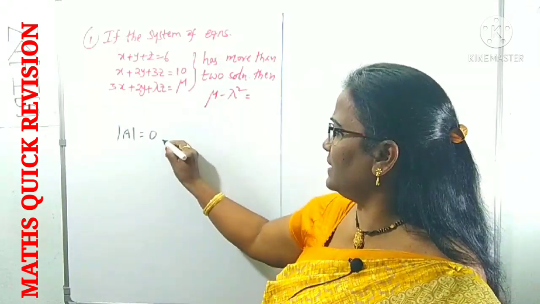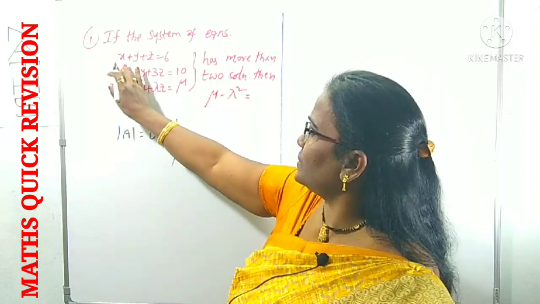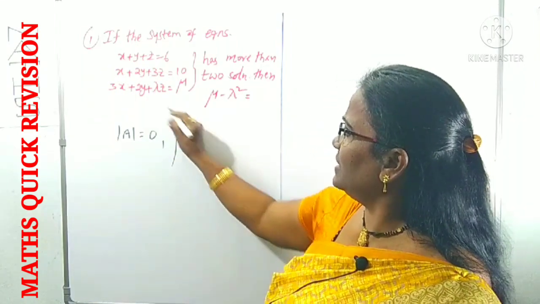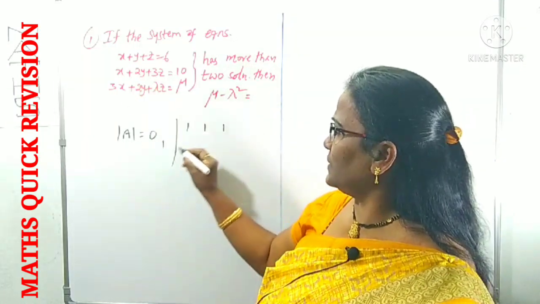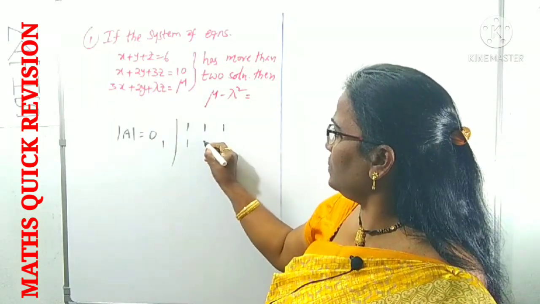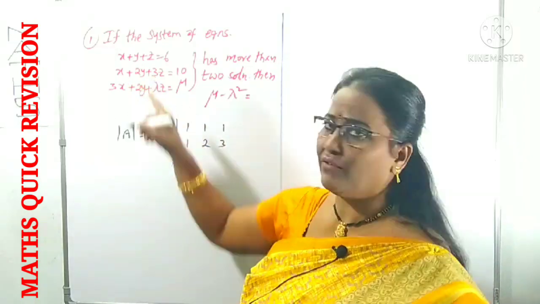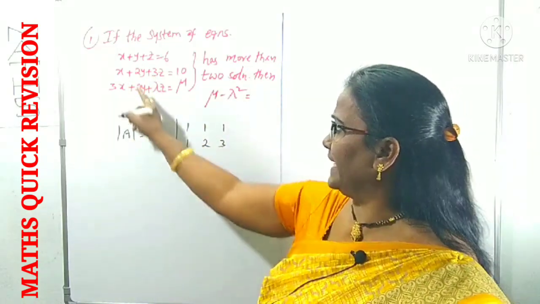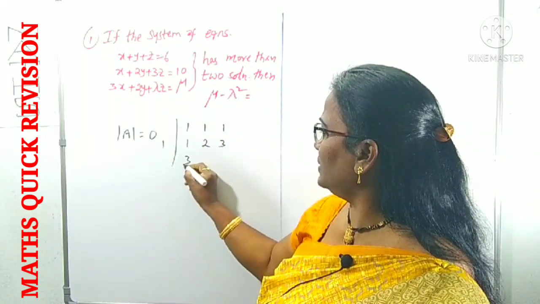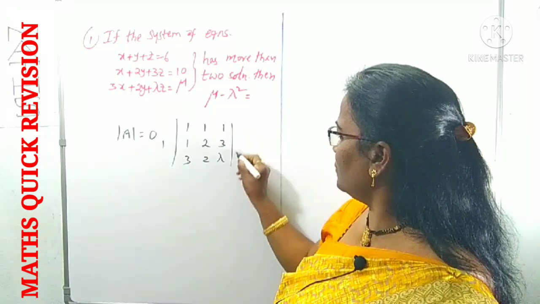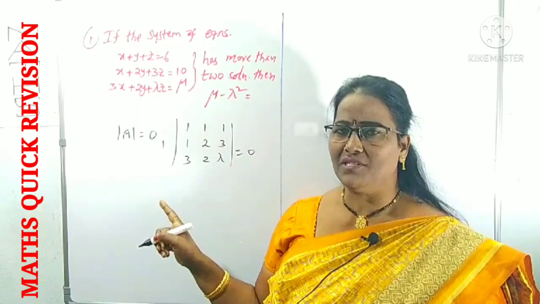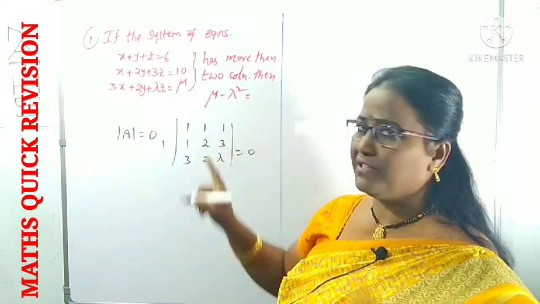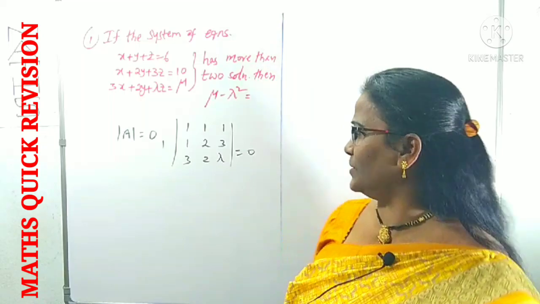Det A is equal to 0 means the determinant of A. What is A here? The coefficients of x, y, z in the first equation, 1, 1, 1, are taken as the first row. Can you guess the second row? Yes, 1, 2, 3, the coefficients of x, y, z from the second equation. From the third equation, 3, 2, lambda. Indirectly, it is given that there are infinitely many solutions. That's why I use the first condition, det A is equal to 0.